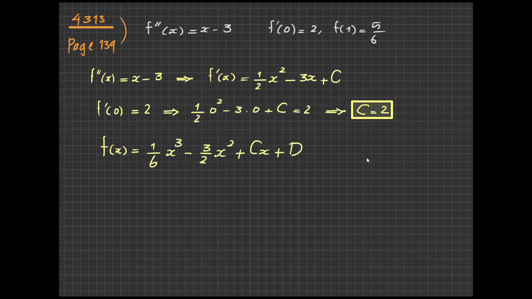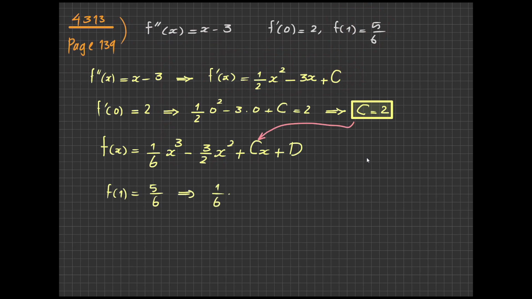You cannot choose the same letter because we already chose C. Now I have to choose a letter. But of course, I know that C is 2. I can put it here. And then I also have an extra piece of information which I haven't used so far. It means that if I replace x with 1, the answer is supposed to be 5 over 6. So f of 1 is 5 over 6. So this means that I replace x with 1.